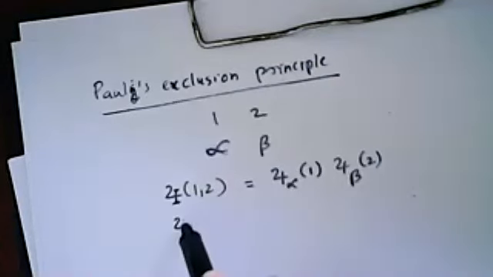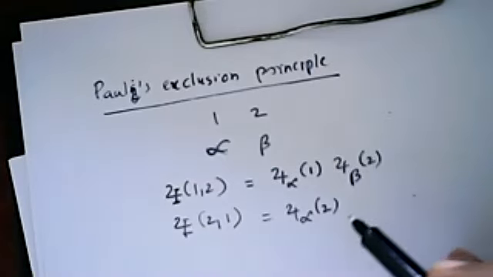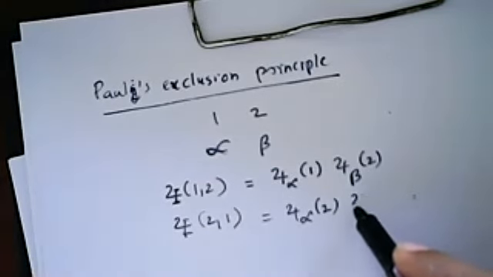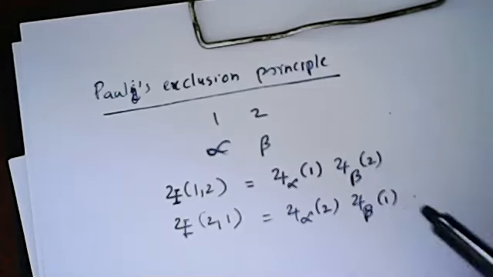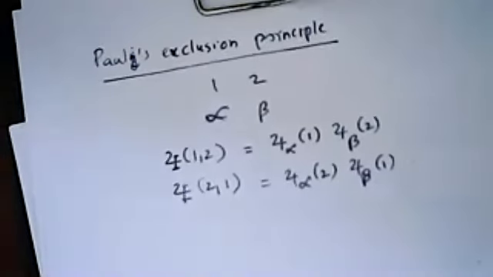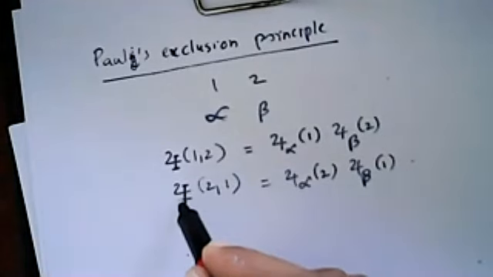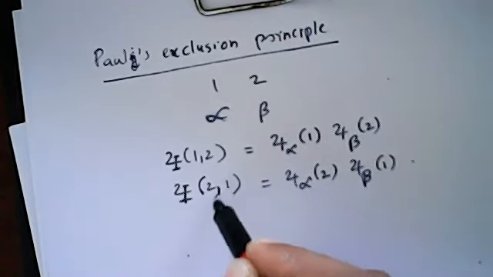Similarly, the second particle is in the alpha state, and the first particle is in the beta state. That is psi 2 1.